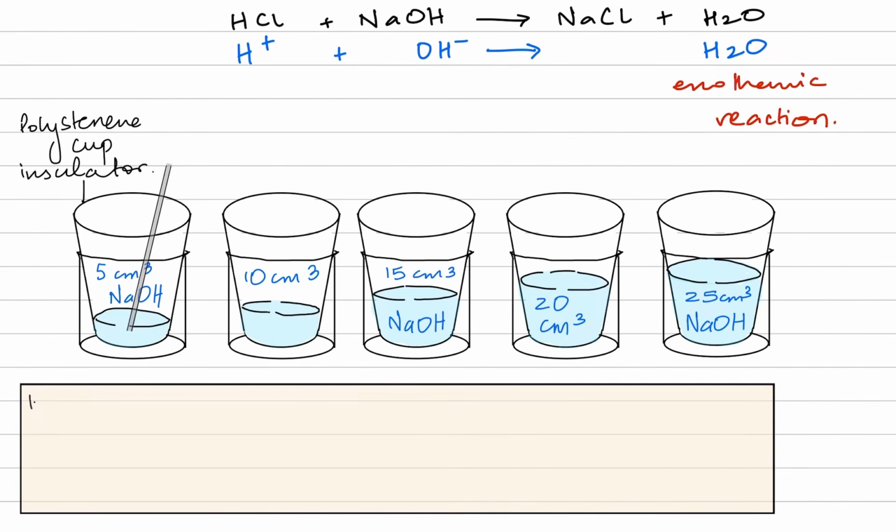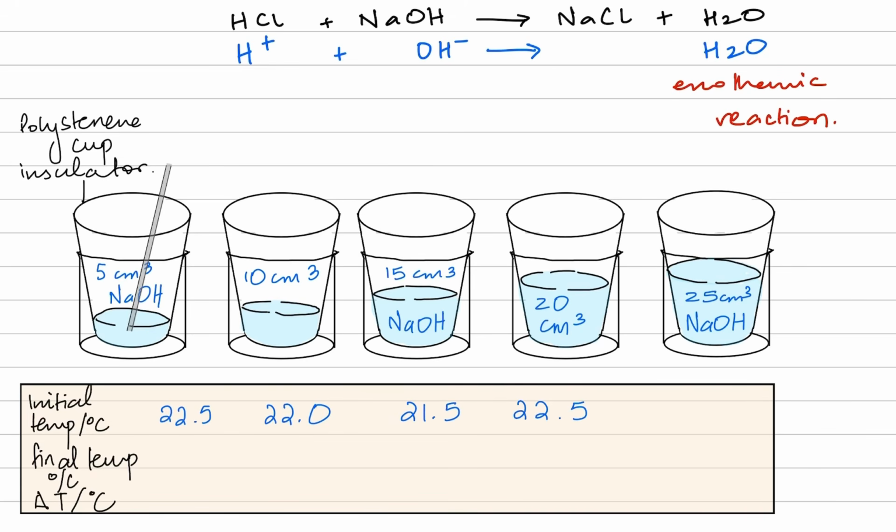Each time I'm going to be measuring the initial temperature, so I'm going to be making a table: initial temperature / °C, final temperature / °C, and obviously change in temperature / °C. Hypothetically, my initial temperatures were 22.5, 22.1, let's say 22.0, in this range because it's room temperature.